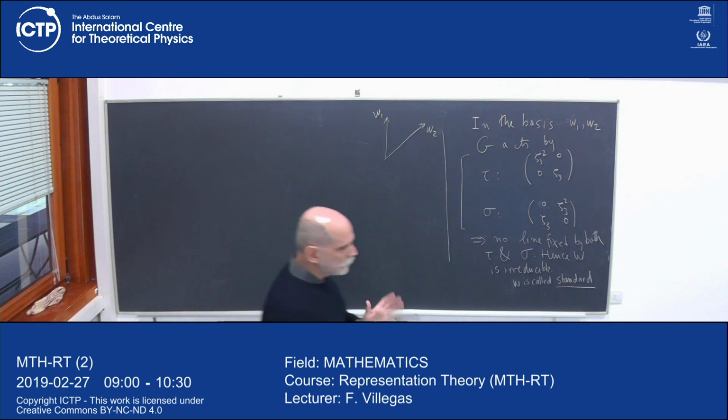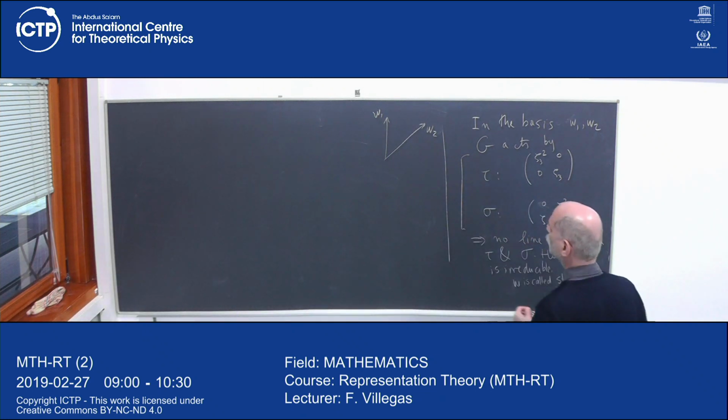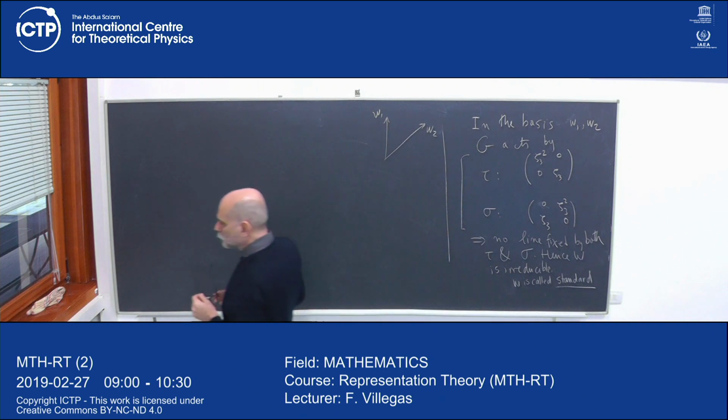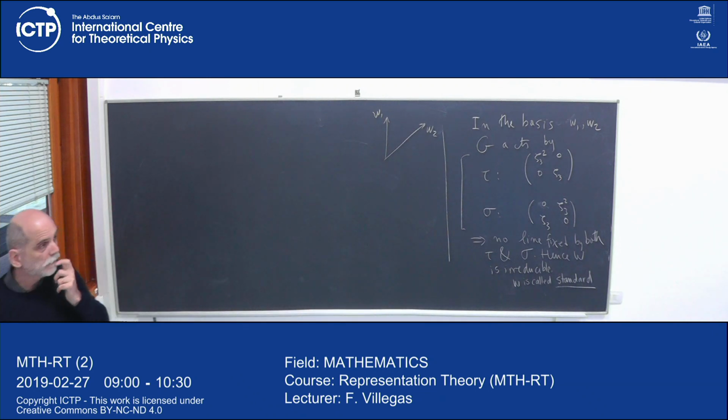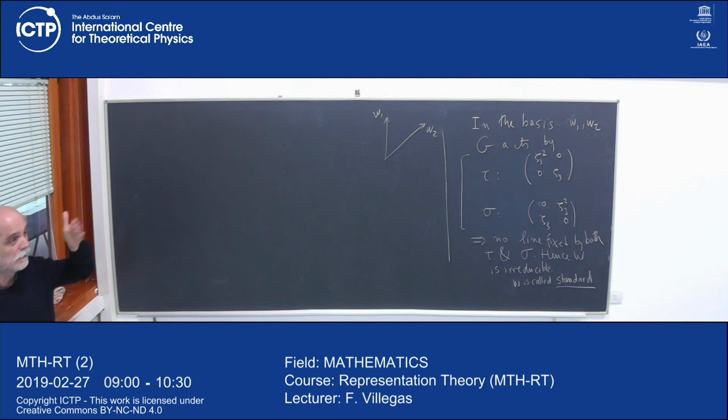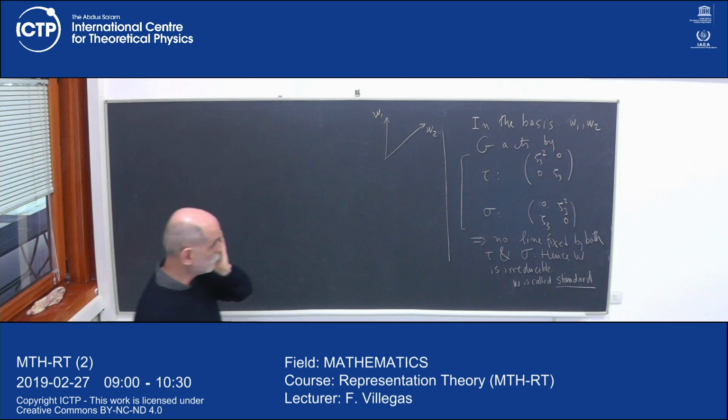So this is where the non-commutativity of the group G plays a role. In the commutative case, we'll come back to that, all representations are sums of lines, and so there is in fact a basis on which all matrices are diagonal. But in the non-commutative case, this is not the case.